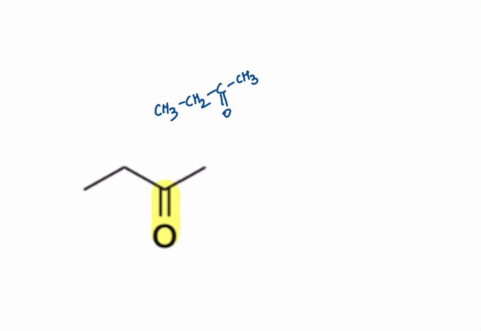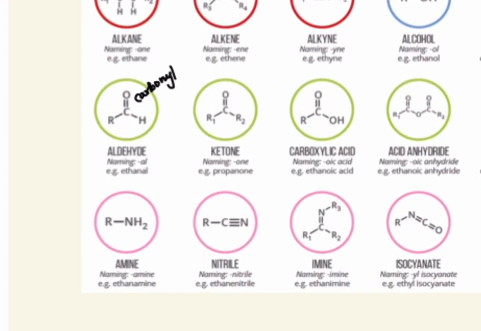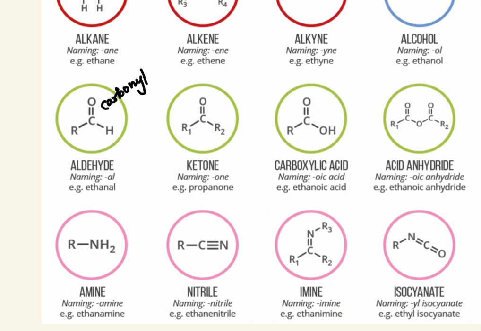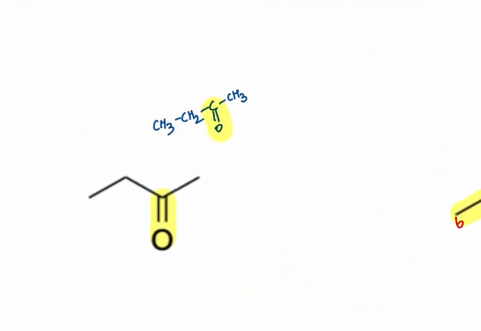Now you can see that this carbonyl functional group is connected to 2 carbons, 1 on each side. And therefore this will be a ketone. If you want, you can also take a look into the functional group. So here is the difference between aldehyde and ketone, where you can see that the aldehyde should have at least 1 hydrogen, but it can also have 2 hydrogens. But a ketone should have 2 carbons, right? So this is a ketone.